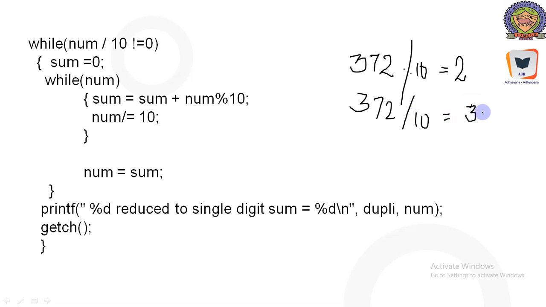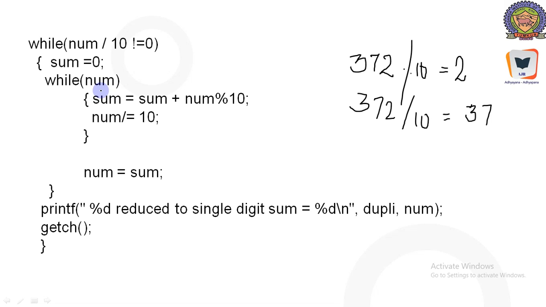Okay, so number has not become 0 yet, therefore the while loop has to run again. So sum equal to sum plus 37 mod 10. Sum already carried 2, and 37 mod 10 becomes 7, so 2 plus 7 becomes 9. Then once again, 37 will become 3, and therefore number is not equal to 0.